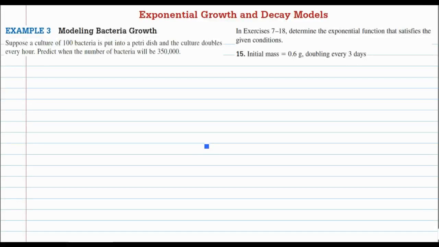This is the screencast for section 3.2, example 3. Again, we're working with exponential growth and decay models. We're going to model some bacteria growth now in a more specific circumstance. Suppose a culture of 100 bacteria is put into a petri dish and the culture doubles every hour.